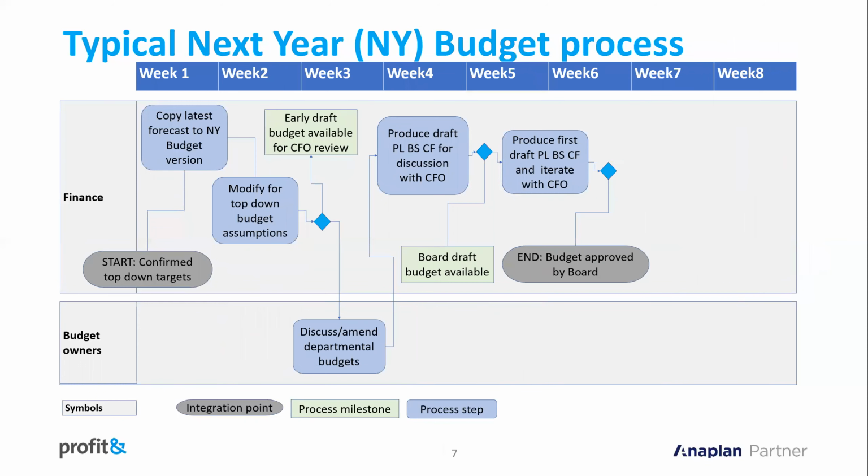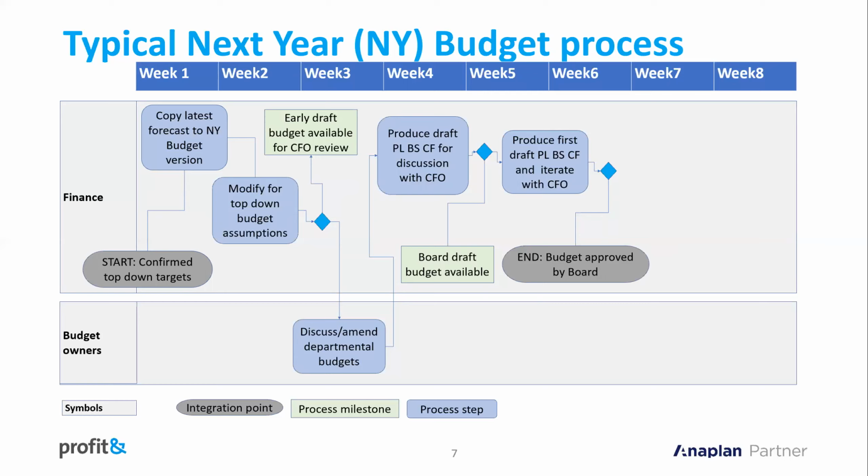This is the same client again. We've got the process now down to, we think, about 6 weeks. And within 2 weeks, we've copied the latest forecast, made any modifications to it, and have discussed it with the CFO so that the CFO is happy for the interaction with the departments to carry on. And within 4 weeks, there's a budget ready to go for approval by the board.